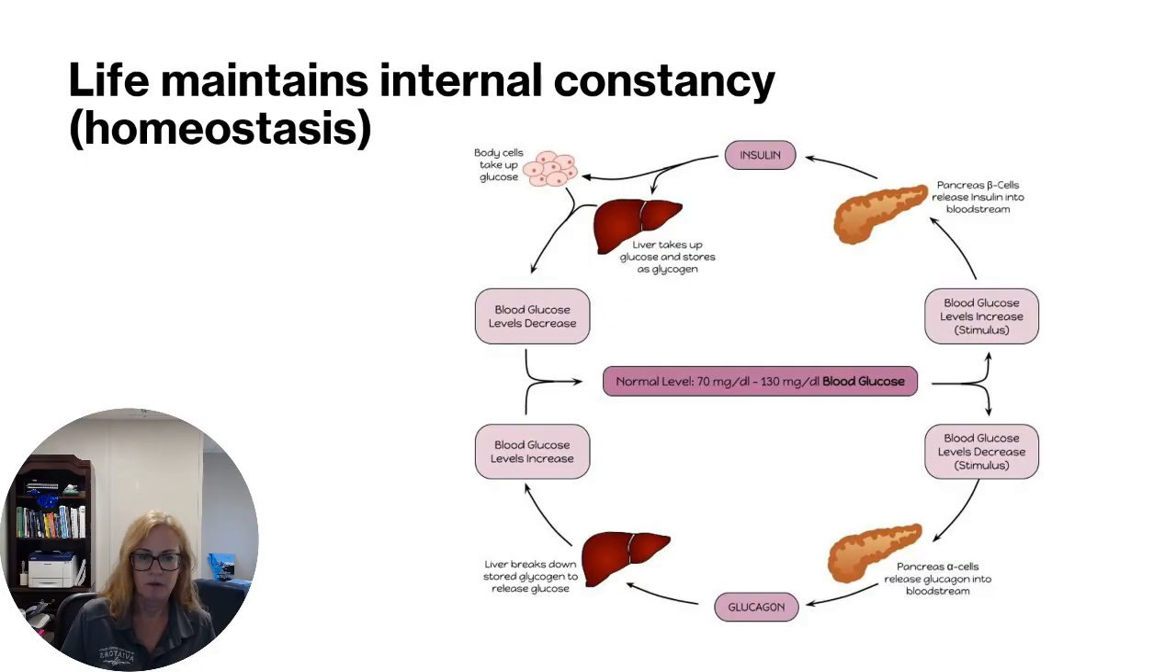In the event your blood sugar levels are too low, the pancreas alpha cells release glucagon. Glucagon stimulates the liver to break down stored glycogen and release glucose into the bloodstream. So now the level of sugar in your bloodstream is going up, and you're back to that normal level. It's just a system of checks and balances. This one specifically is a negative feedback system, so it's bringing things back to normal.